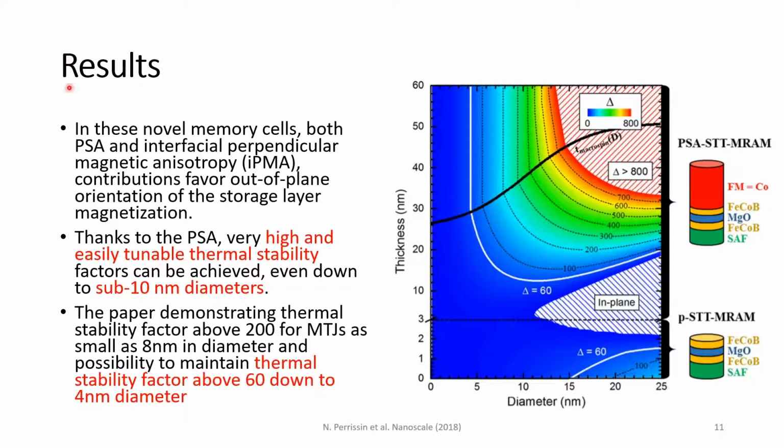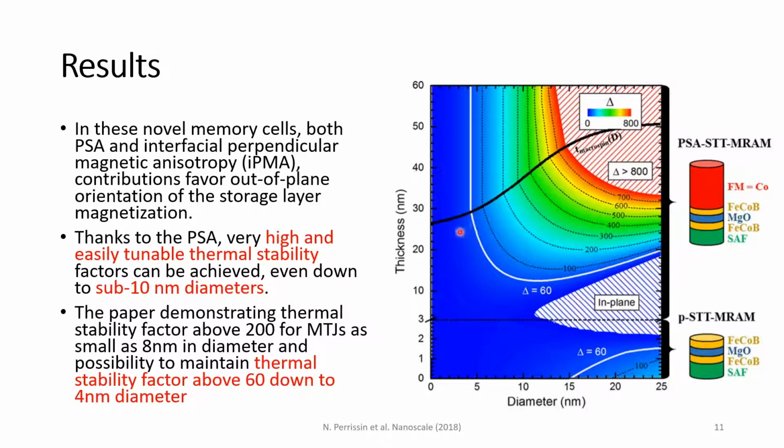In the results of this paper, they found that when they increase the thickness of the storage layer here, both perpendicular shape anisotropy and interfacial anisotropy favor out-of-plane orientation of magnetization. And because of perpendicular shape anisotropy, a very high and easily tunable thermal stability factor can be achieved. And you can see the line of 300K here. We can see that we can maintain the thermal stability factor above 16 down to 4 nanometers here.